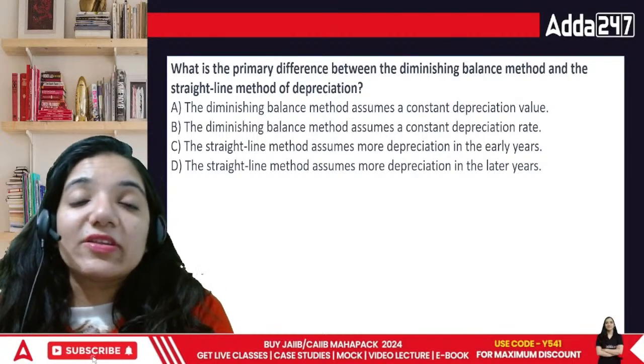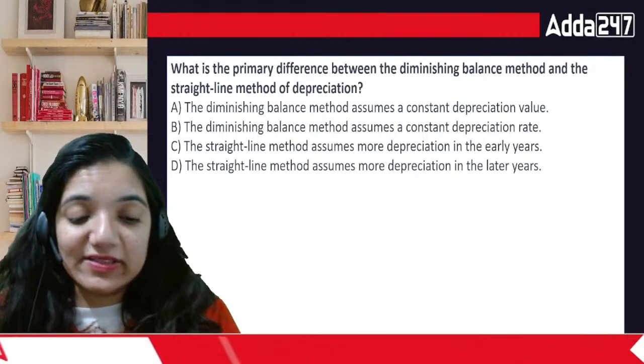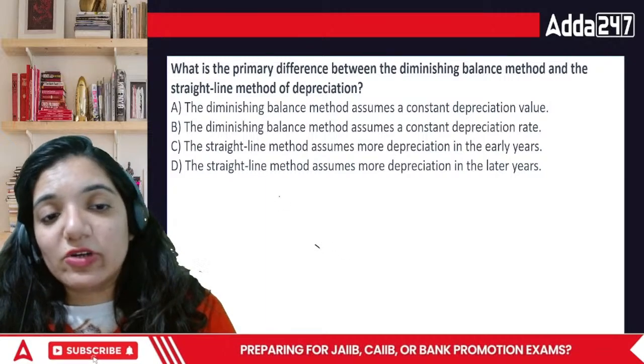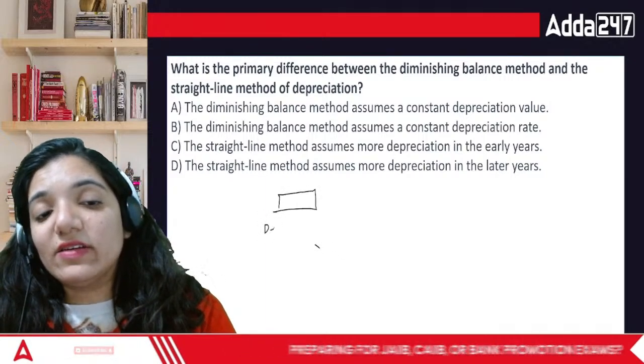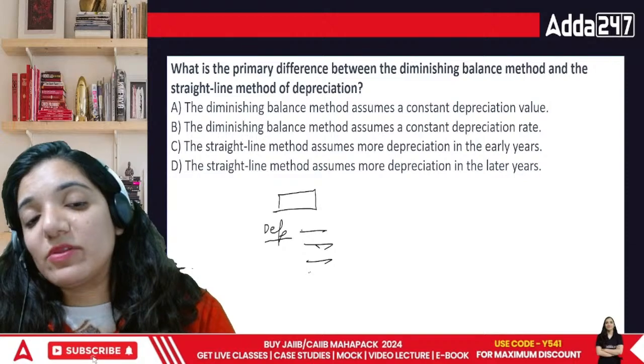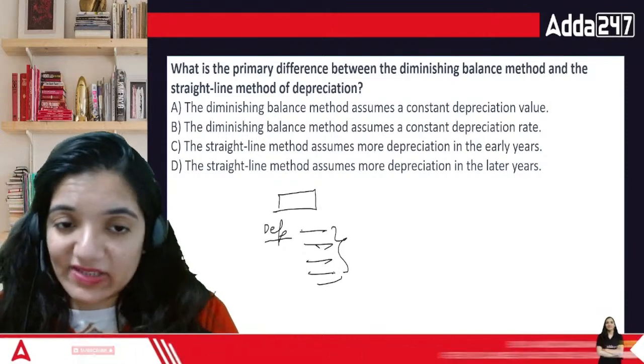This is the particular thing which diminishing balance method says. In the original cost method, whatever our original cost is, you find the depreciation and then the same depreciation is there till the end of the life of the asset.